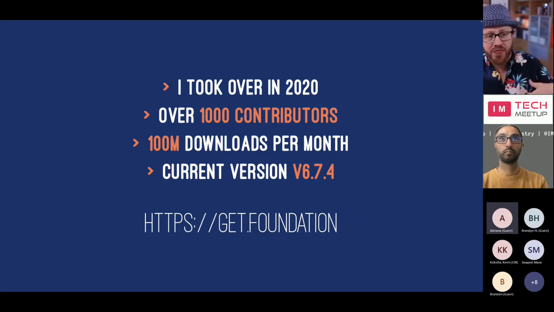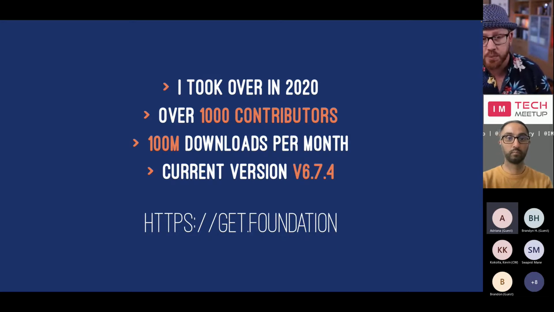There's been over 1,000 contributors to Foundation over the years. So it's just got a huge contributor base. Even today, it still gets 100 million downloads per month. And the current version is version 6.7.4. And there's the website, if you want to go check it out, it's get.foundation. And yeah, we have a great documentation site. And we're working towards version 7 in the future, which we'll get to a little bit later.